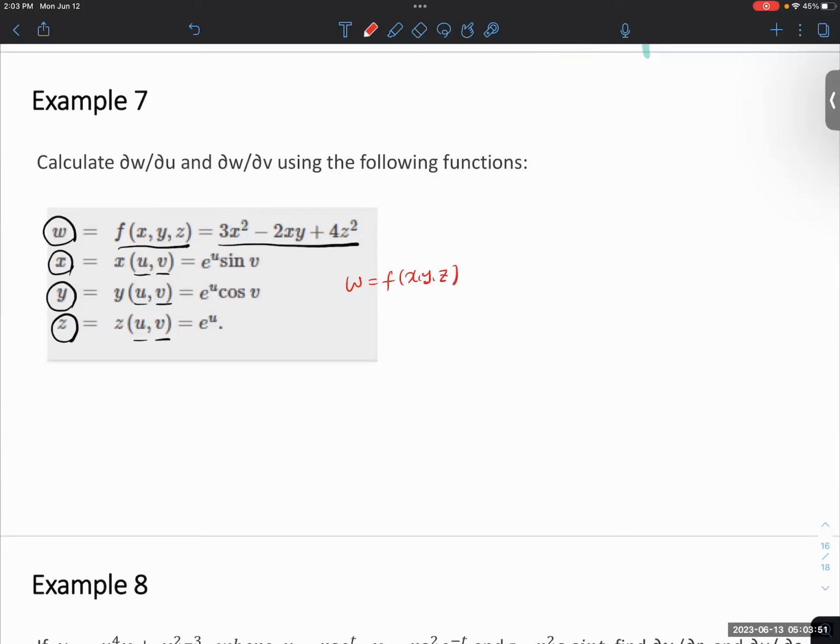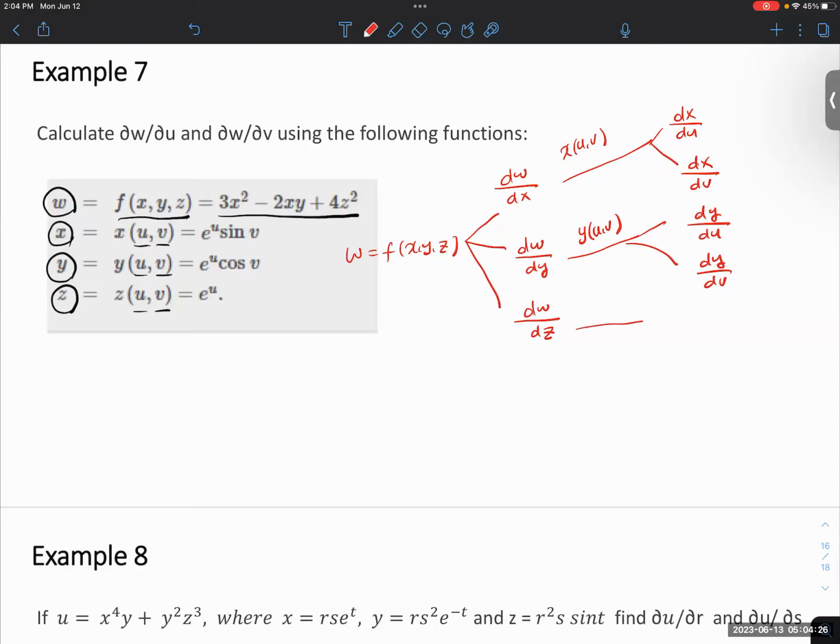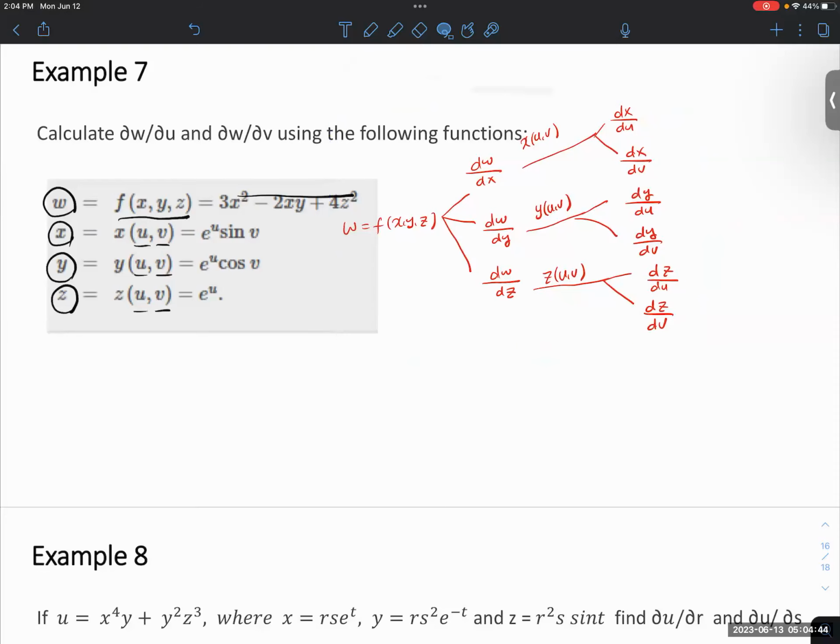W, x, y, z. We have dw over dx, dw over dy, dw over dz. And what happened? Here, the x has u and v, so dx over du and dx over dv. Y also has u and v, so dy over du, dy over dv, correct? Last one, z also has u and v, so dz over du, dz over dv. So you have only 1, 2, 3, 4, 5, 6 combinations, which is this one, dw over dx times dx over du.